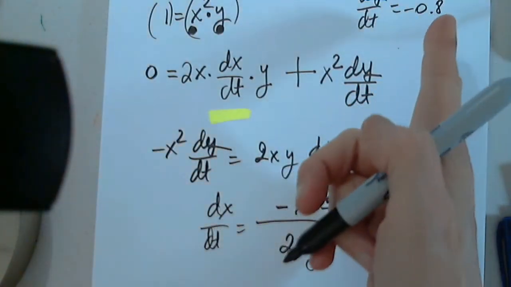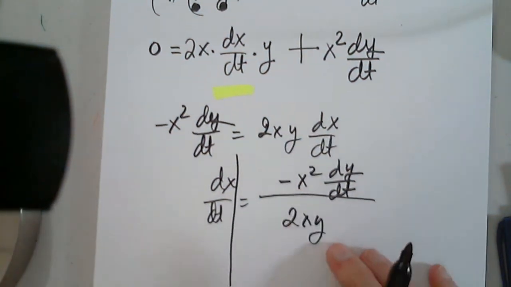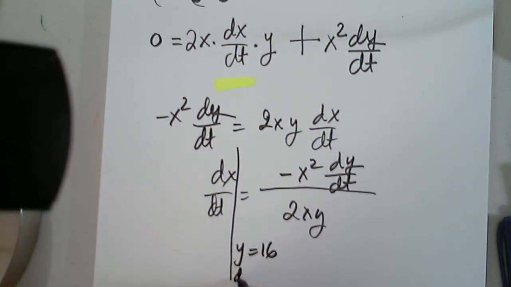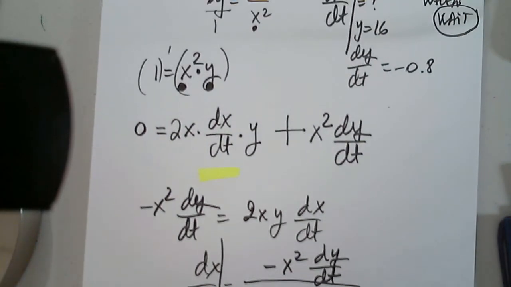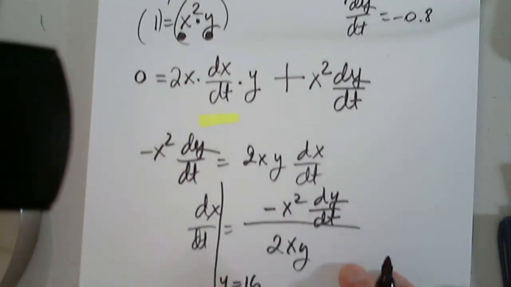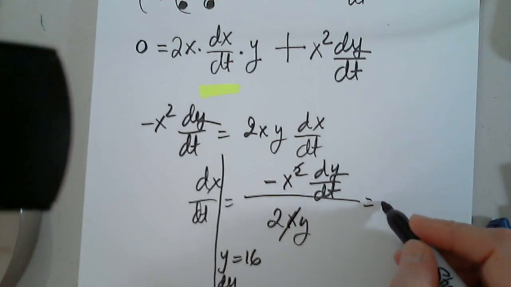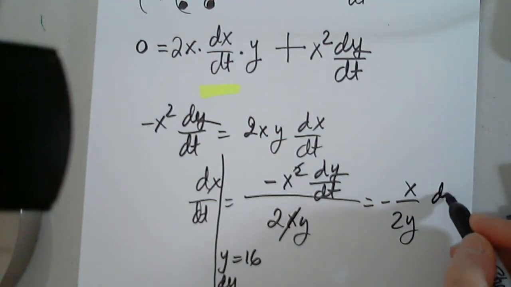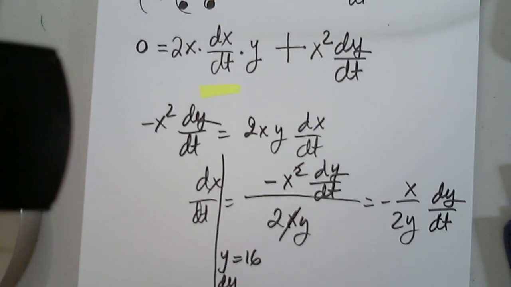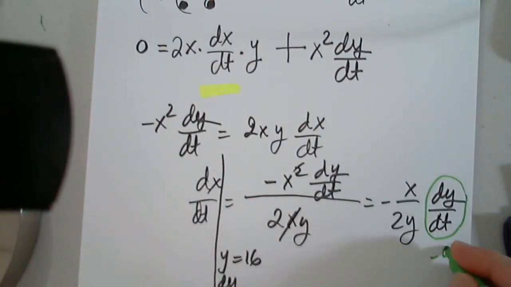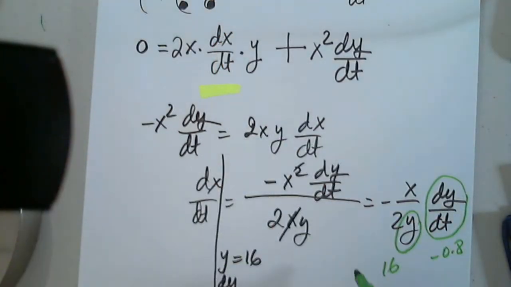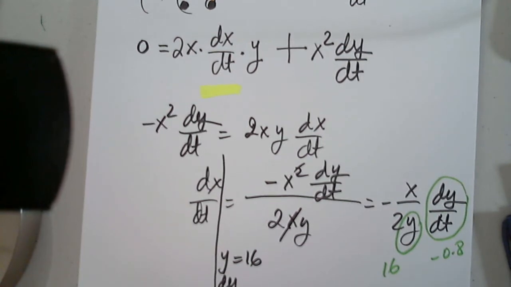Now I'm ready for this. When y is 16, and dy over dt equals negative 0.8. They're not giving us x. Well, I can also simplify and get negative x over 2y times dy over dt. They're not giving us x, but I have this as being negative 0.8, and I have y as being 16, and I have the equation y equals 1 over x squared.